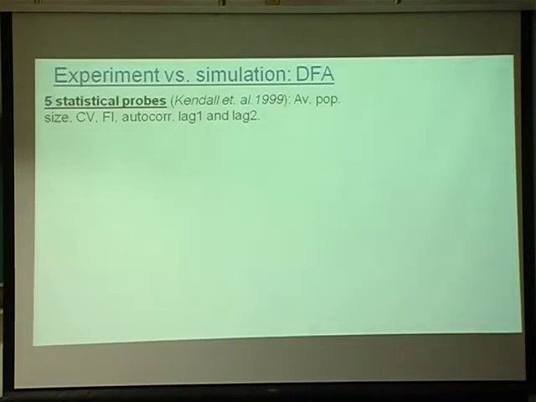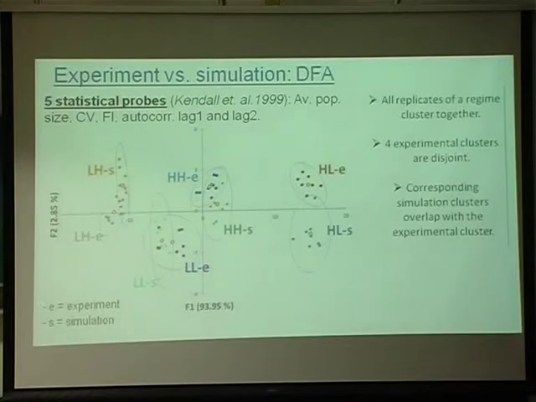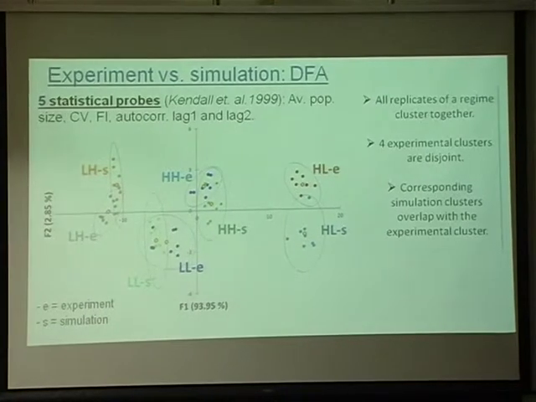And then we take the cross-section along those two axes where we are capturing most of the variation in the data. Across this F1 and F2 axis, we are capturing almost 97% of the variation. Interestingly, here E means experiment and S means simulation, and each point is a time series.